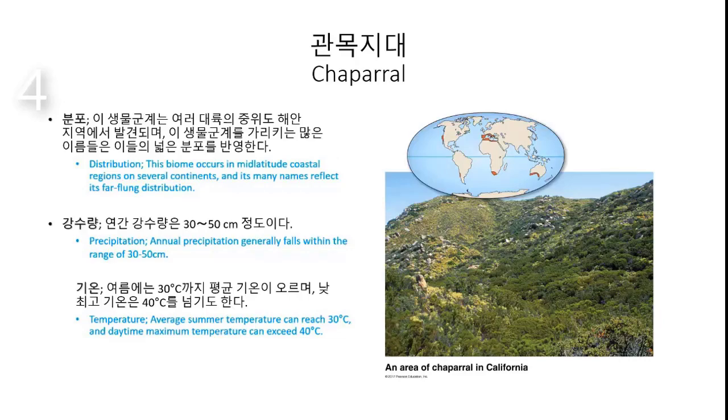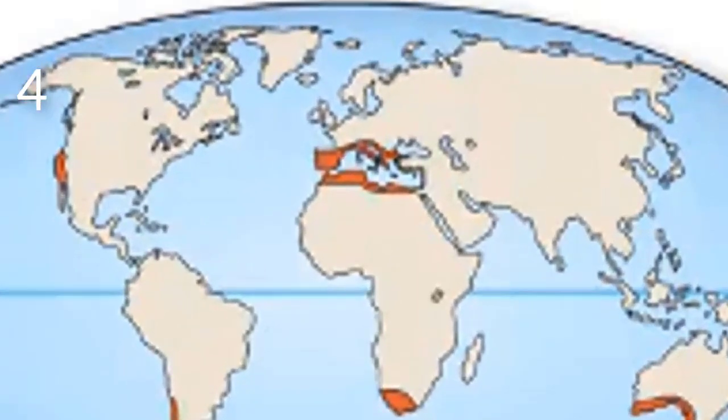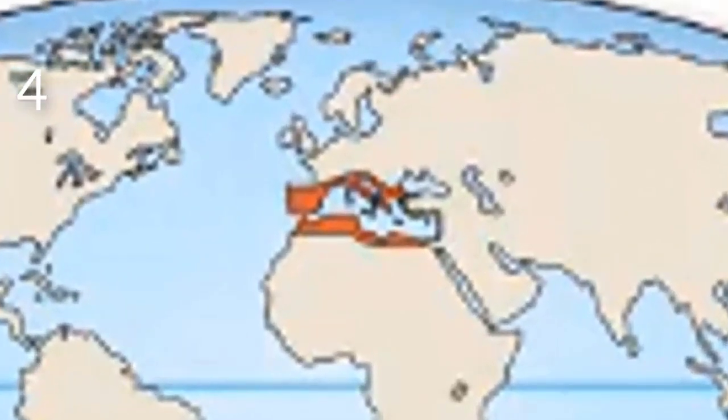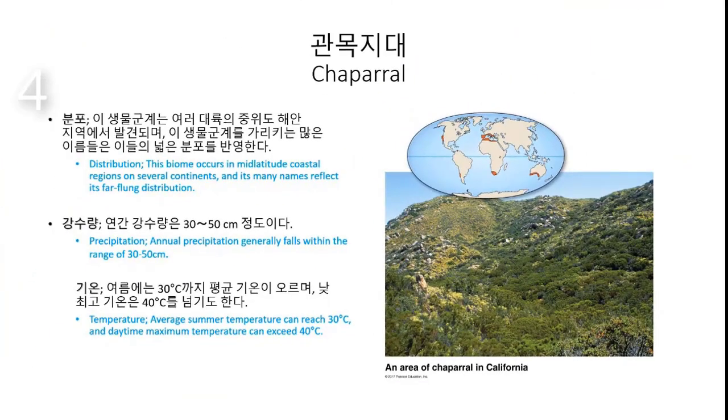Number 4. Chaparral. Distribution. This biome occurs in mid-latitude coastal regions on several continents, and its many names reflect its far-flung distribution. Chaparral in North America, Matorral in Spain and Chile, the Marquis in southern France, and the Fynbos in South Africa. Precipitation. Precipitation is highly seasonal. Annual precipitation generally falls within the range of 30 to 50 centimeters. Temperature. Average summer temperature can reach 30 degrees Celsius, and daytime maximum temperature can exceed 40 degrees Celsius.